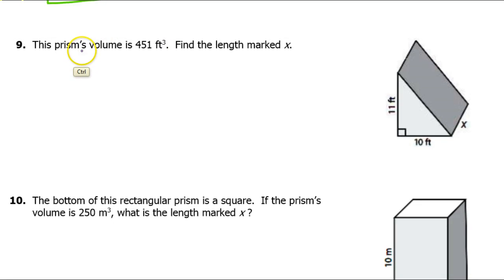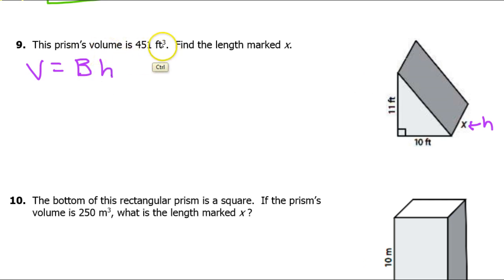All right, this prism's volume is 451. Find the length marked x. Well, the length marked x is the height, because that's the distance between the bases. So we're trying to find the height. Let's start with the formula. We know that the volume of a prism is equal to the area of the base times the height.